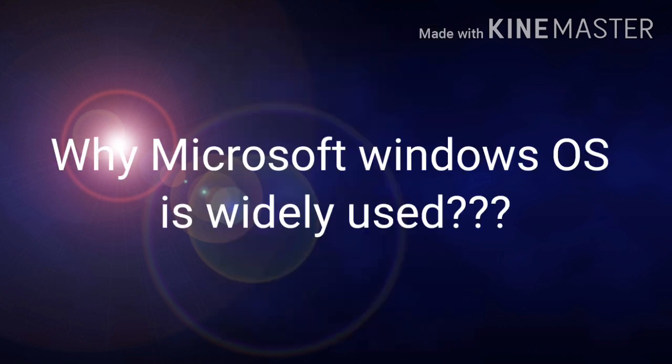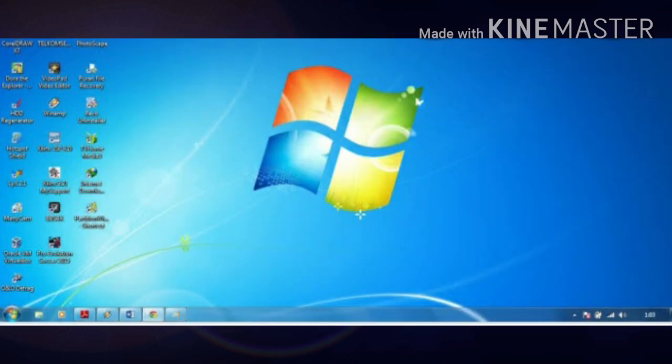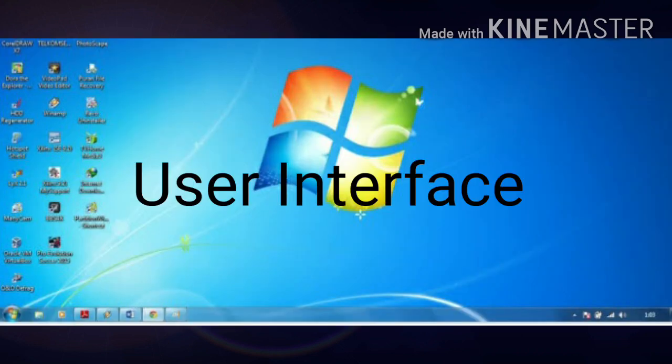Children, do you know why this operating system is widely used? Because it has a very simple user interface. So, what is user interface? Yes, it is the visual part of the computer operating system through which a user interacts with a hardware or a software. That is, we can see the user interface on the computer screen.